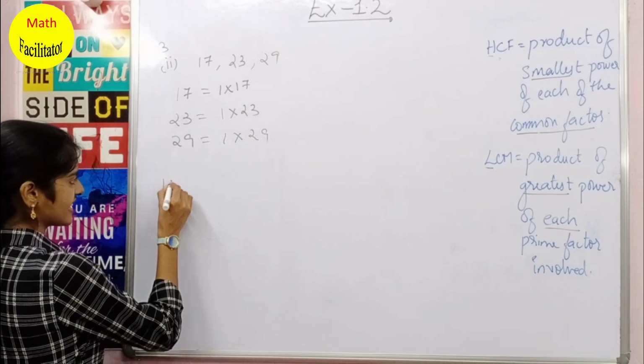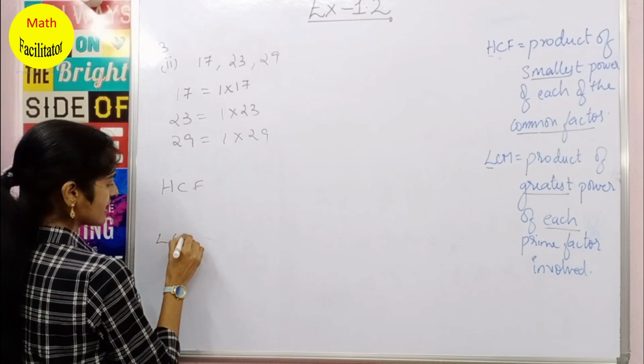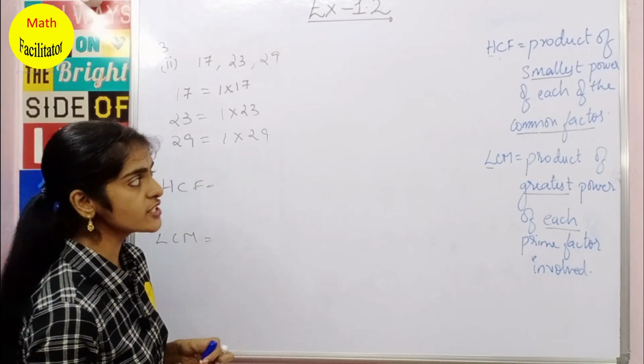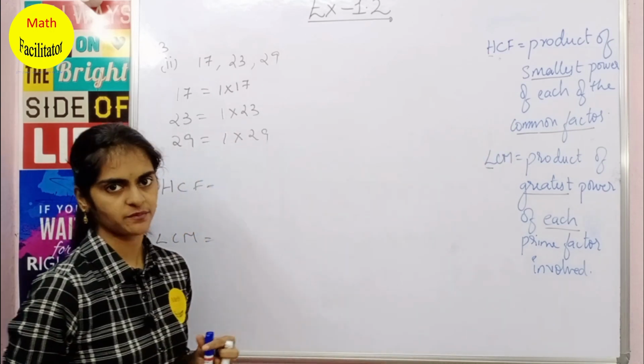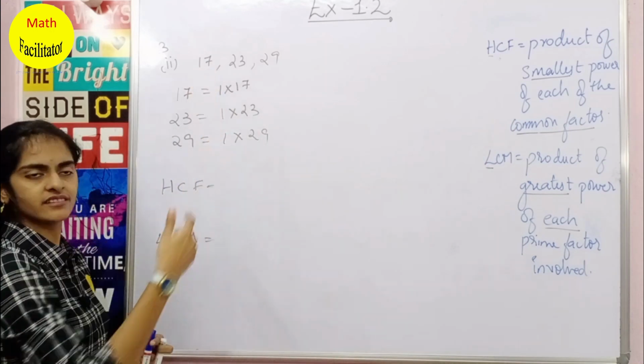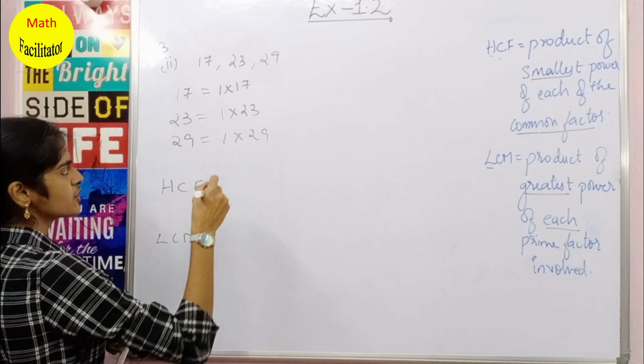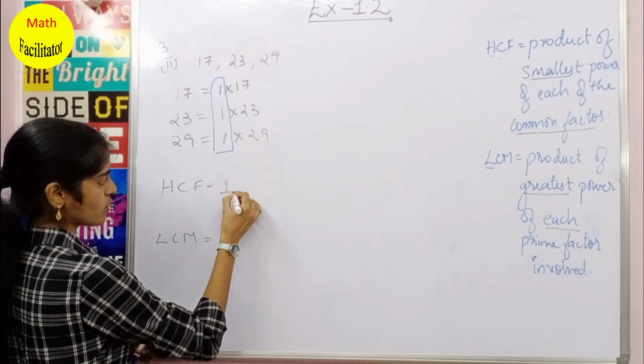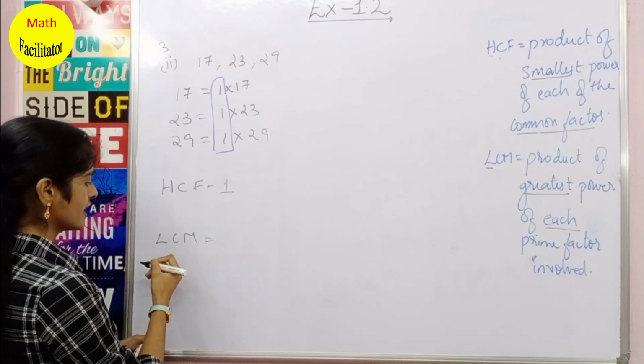Now let us write the HCF and LCM. For HCF, the first step I want you to do is find the common factor. Now what is the common factor? 1 is the common factor, right? So 1 is the common factor for all of these. So HCF is 1.